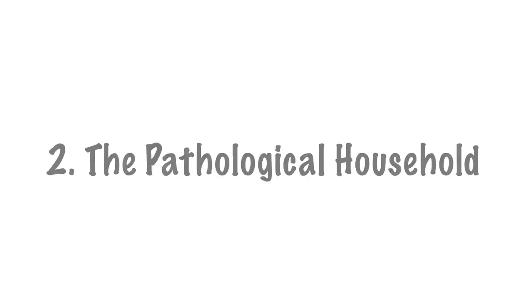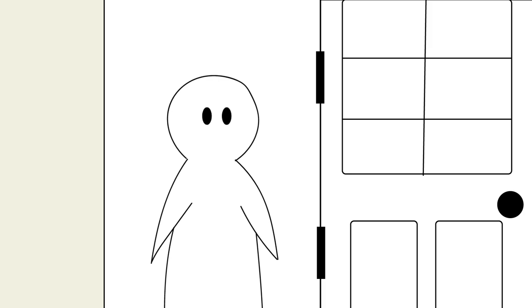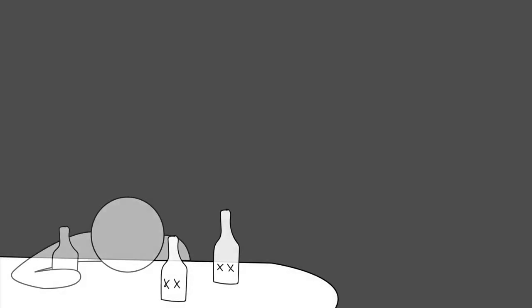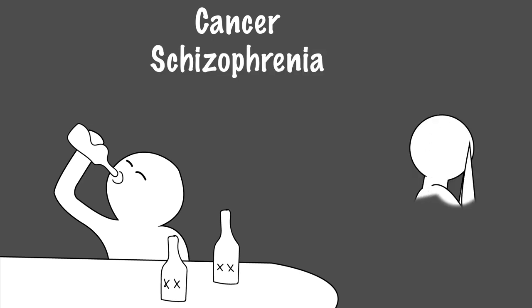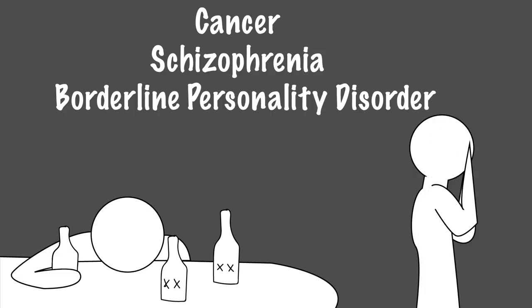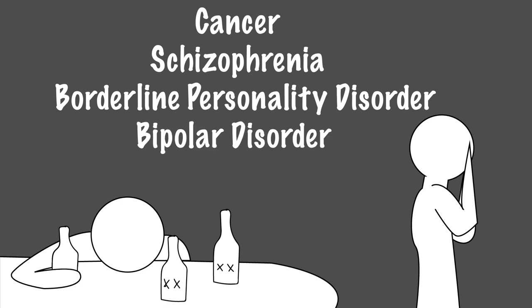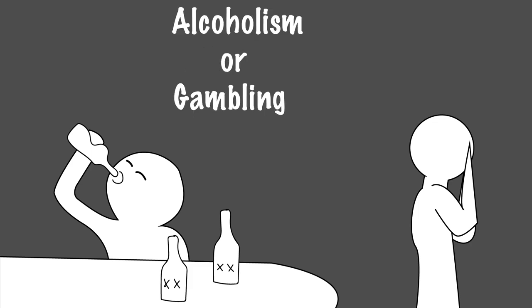2. The pathological household. In this type of family, severe psychological, mental health disorders, terminal illnesses, and substance abuse or drug addiction affect the members' everyday lives. One or both parents may suffer from terminal illnesses, such as cancer, mental disorders like schizophrenia, personality disorders such as borderline personality disorder, or mood disorders like bipolar disorder. Along with drug addiction problems, one or both parents may also have addictions associated with alcoholism or gambling.